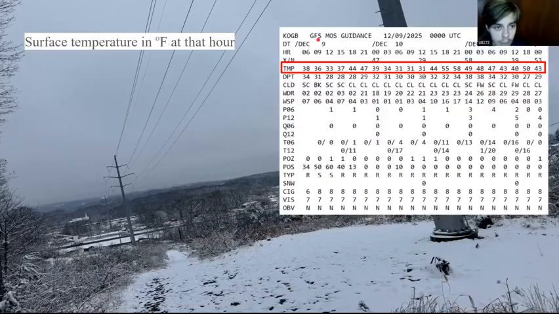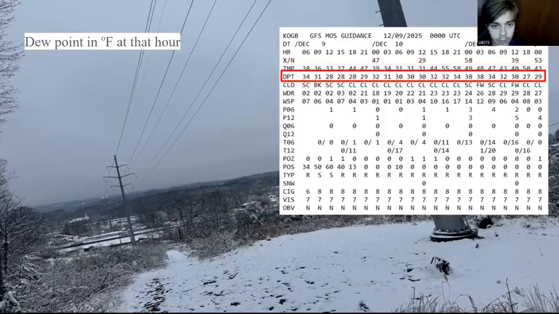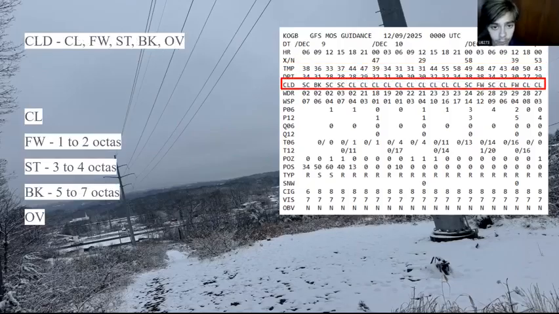TMP, surface temperature, in Fahrenheit. Pretty self-explanatory. DPT, dew point, in Fahrenheit. So obviously, if you know that those temperatures are closer together, more moisture is what we might expect.